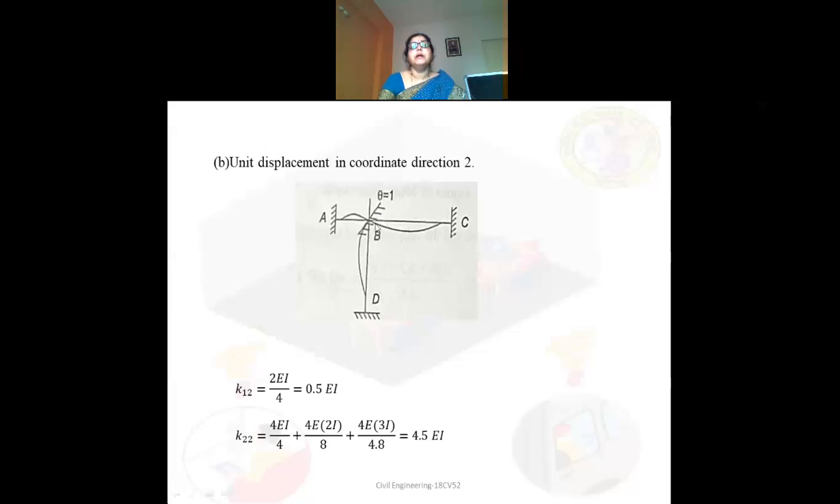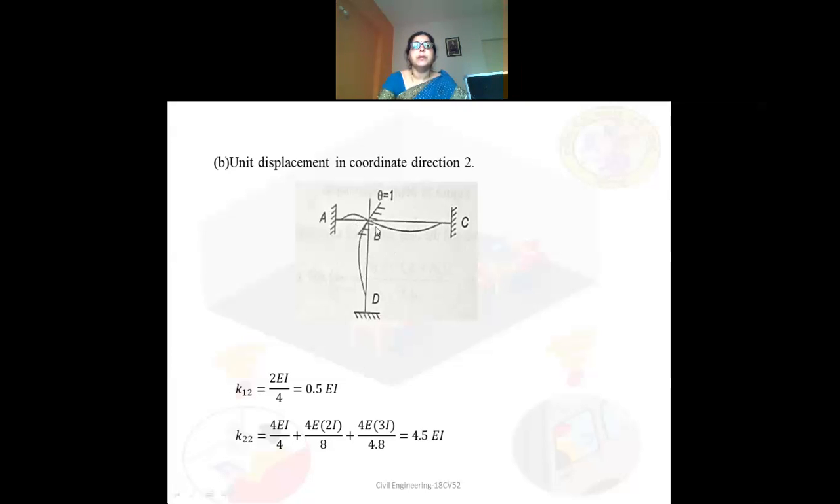Similarly, when you apply a rotation at coordinate 2, when theta B is equal to 1 in a clockwise direction, in span AB it causes hogging moment. In span BC, it causes sagging moment. And in span BC, it again causes hogging moment. We can notice here, right?